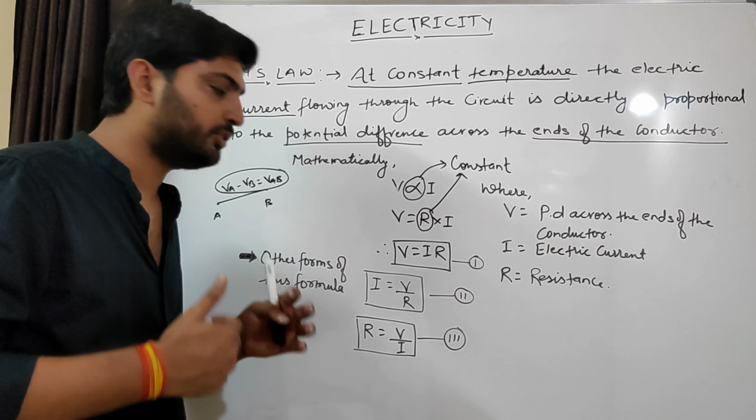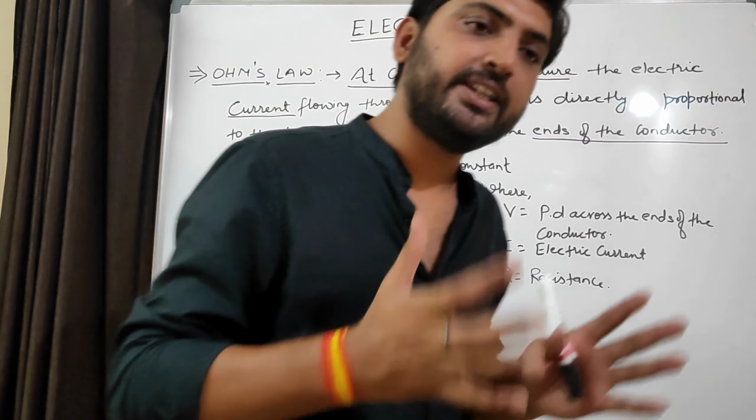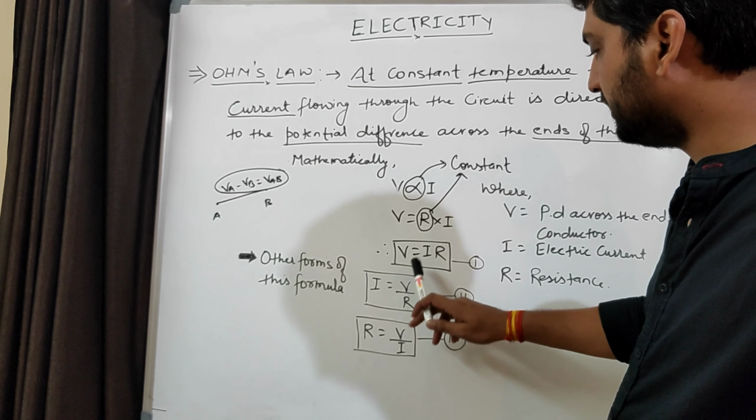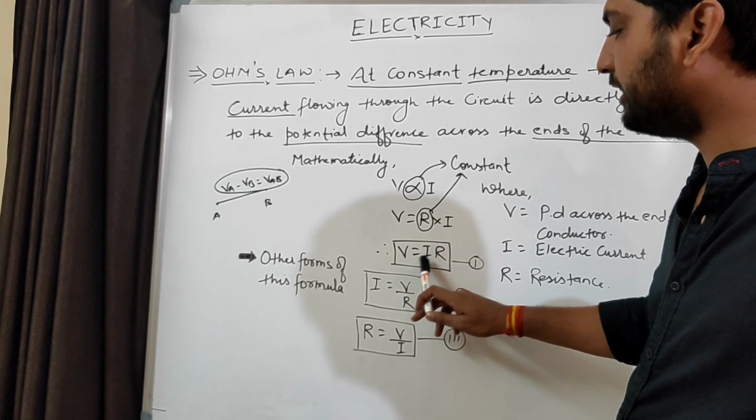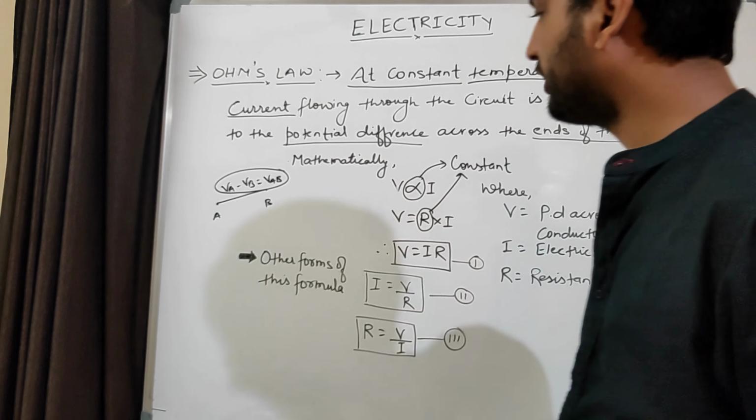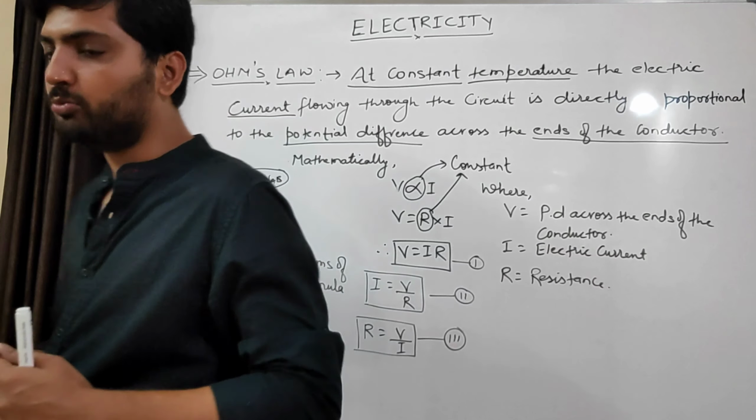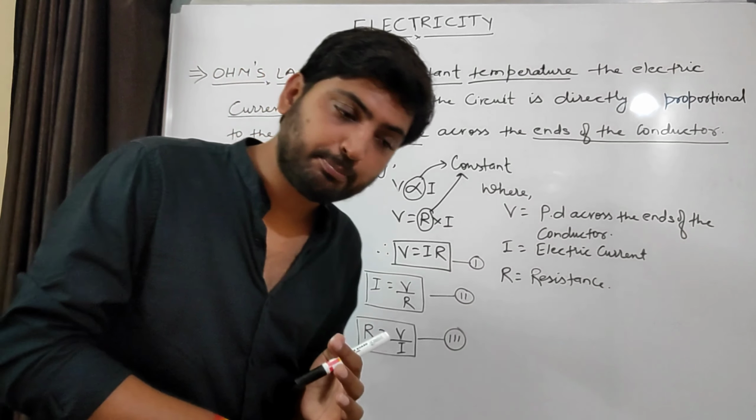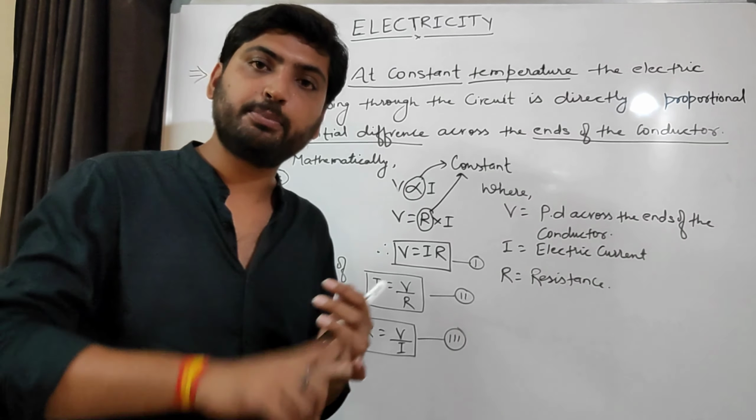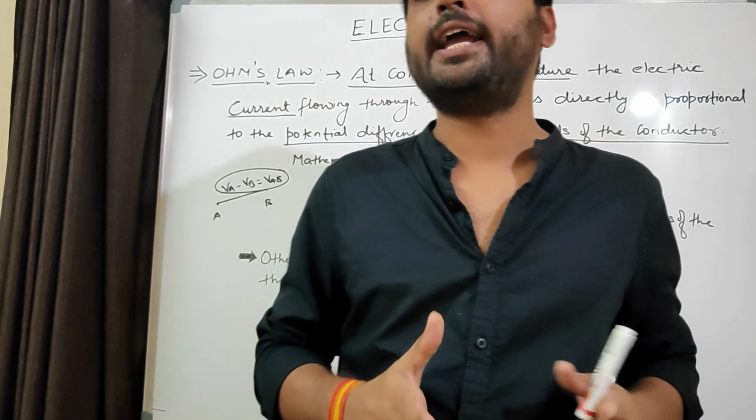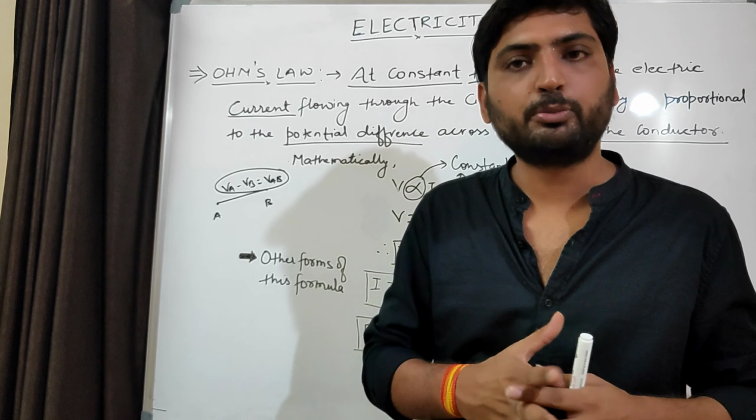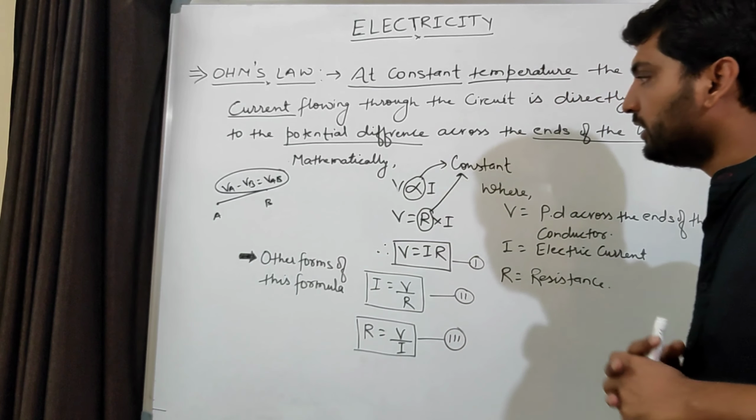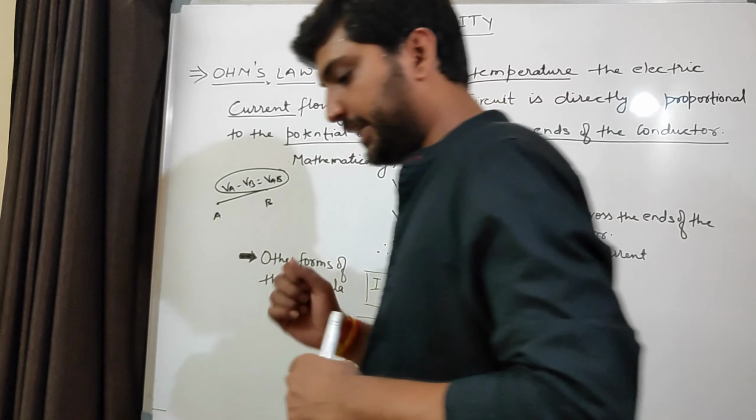The next one: if we need to find resistance and potential difference and current are given, then we can use the formula R is equal to V by I. See here, from here R is equal to V divided by I. We can get resistance. So these are the different forms of this formula. Very, very important concept is Ohm's law. At constant temperature, the potential difference across the ends of the conductor is directly proportional to the electric current flowing through the circuit. You can copy it or take a screenshot.